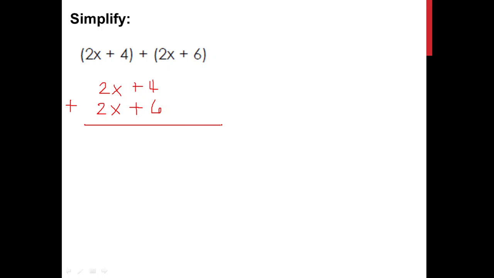Then let's add. So we have here 2x plus 2x, positive and positive. So the result is positive. 2 plus 2 is 4. Copy the variable. Positive and positive, the result is positive. 4 plus 6, that is 10. This would be our answer.